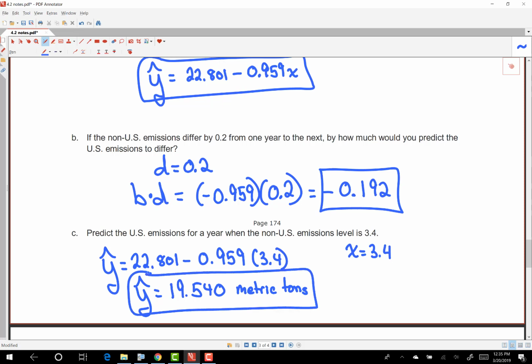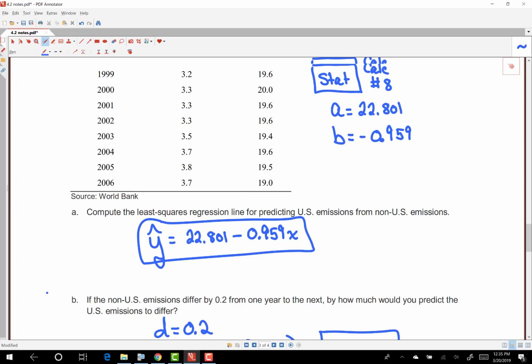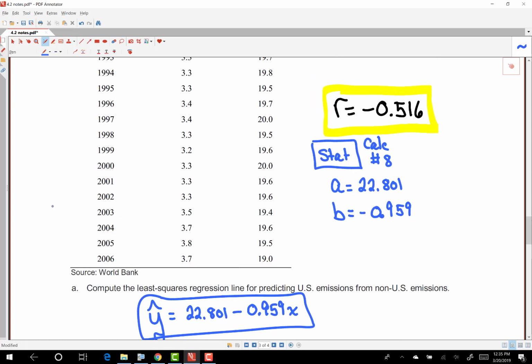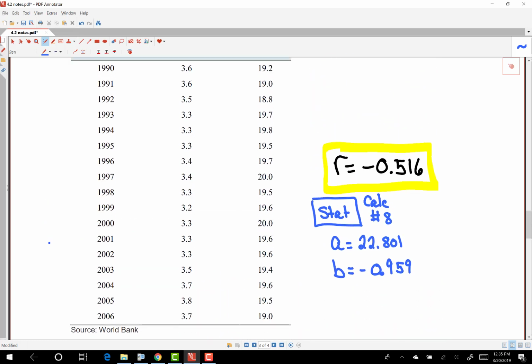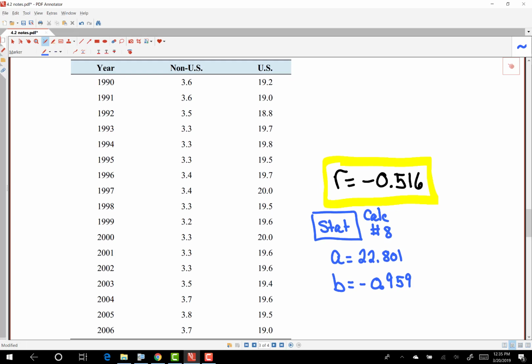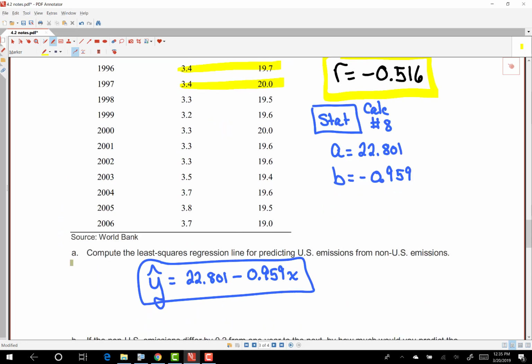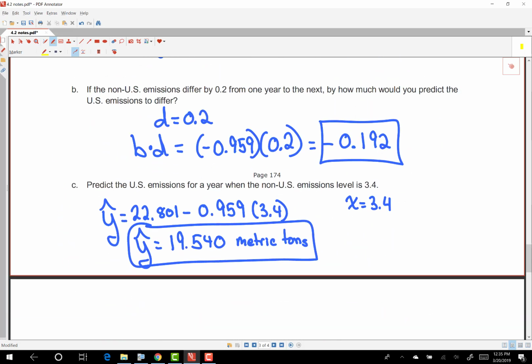And if you go back and look at the data, there were some places where it was actually 3.4. And you can see there was one right here, and another one right here. And you can see that we didn't exactly get the 19.54. It's just a prediction. This is an exact value from the data, but we're predicting that it would be about 19.54 metric tons.